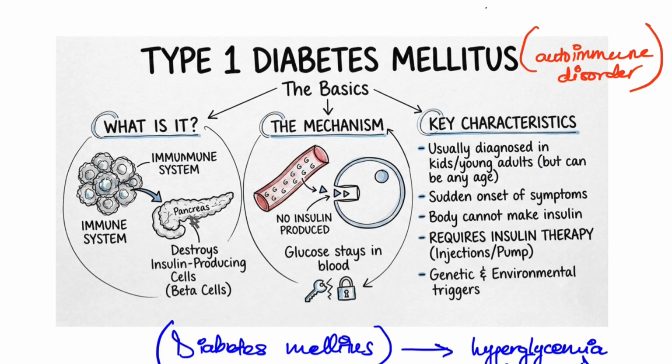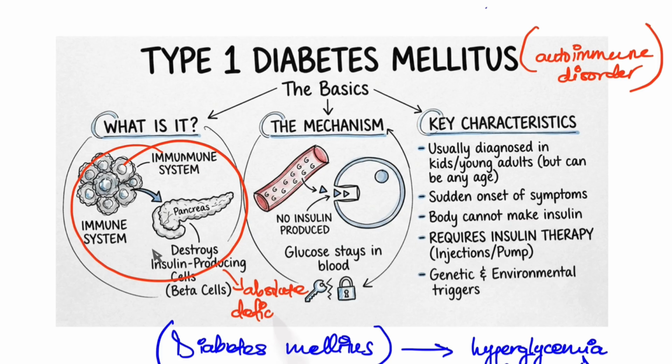Their destruction here leads to an absolute deficiency of insulin. So notice this term, absolute. We ought to underline this. This means that the pancreas eventually produces little or no insulin at all. As a result, glucose cannot effectively enter the insulin dependent tissues despite being abundant in the bloodstream.